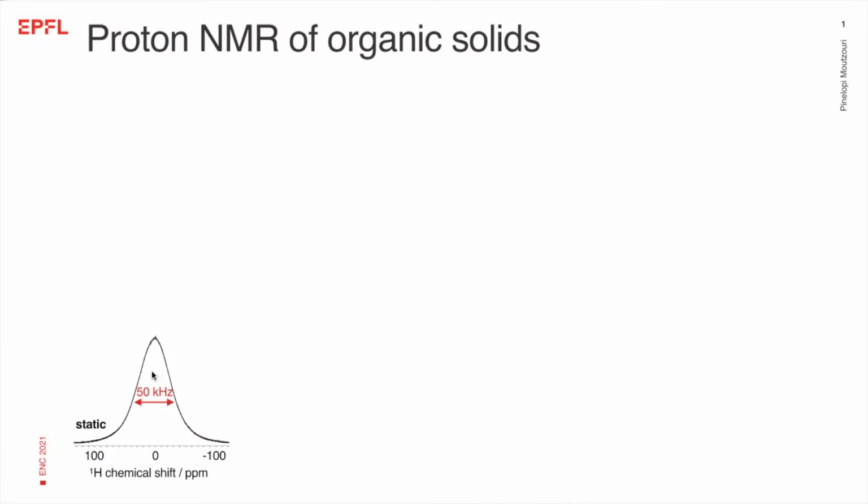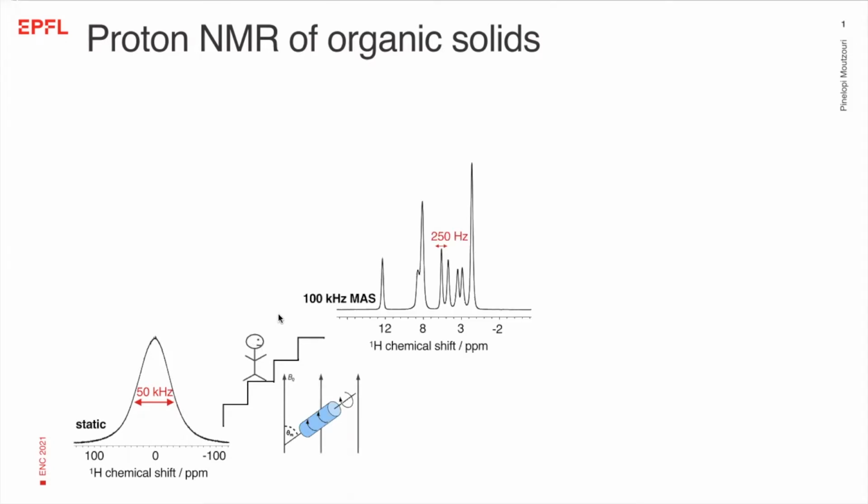So let's talk about proton resolution in organic solids. In solid-state NMR, the proton spectra of static samples have line widths on the order of tens of kilohertz, and therefore proton resolution is practically non-existent. Since the 60s, MAS has tremendously helped with proton resolution. At the highest rates achieved today, proton spectra have line widths of about 200 to 300 Hz.